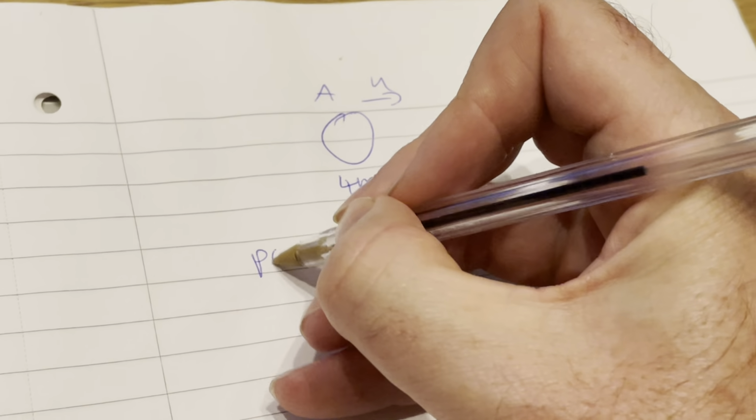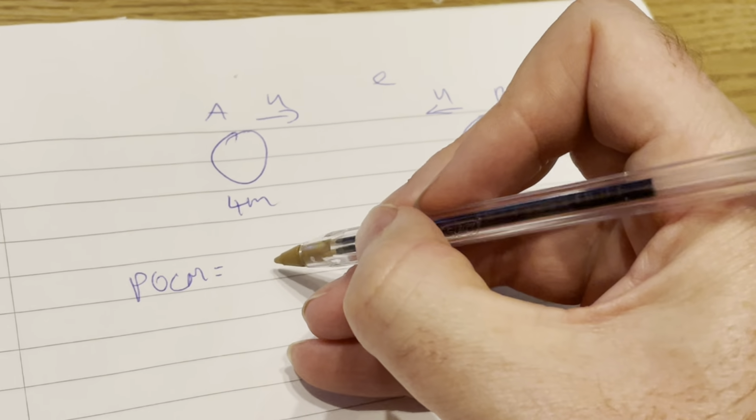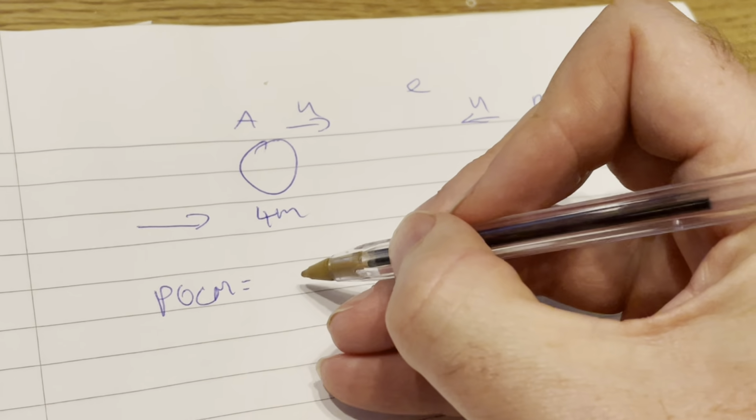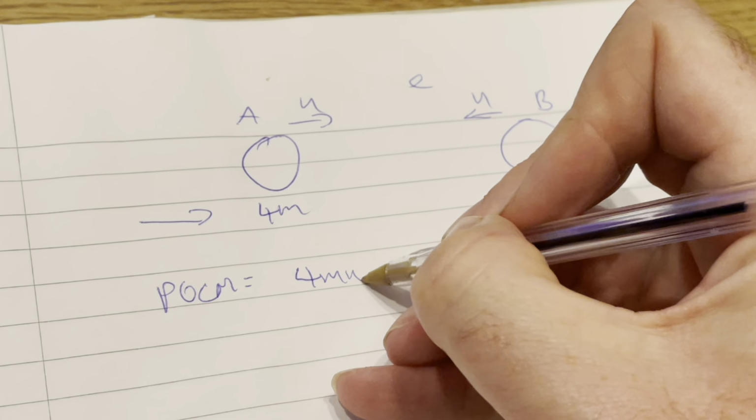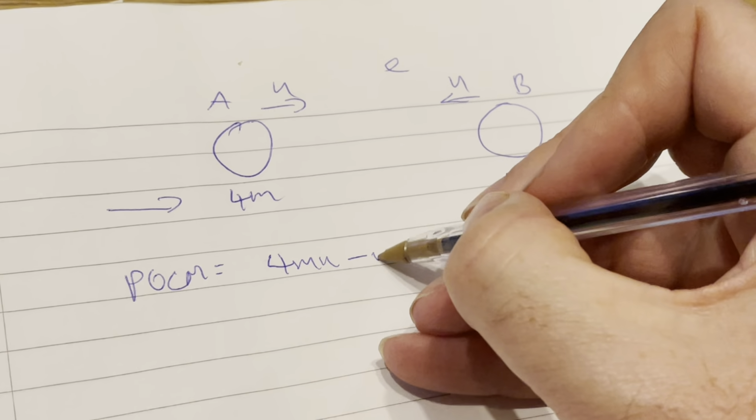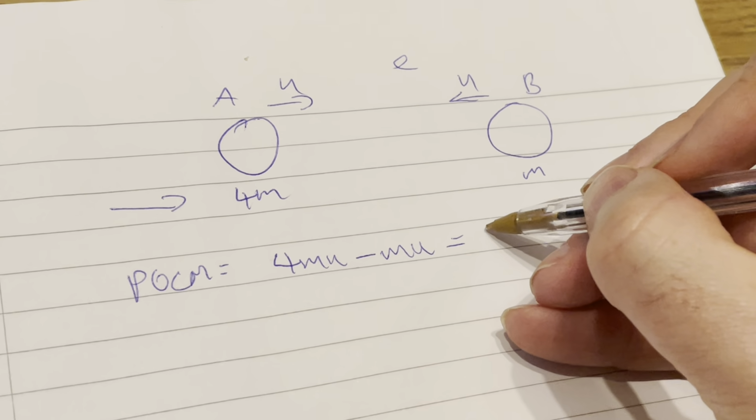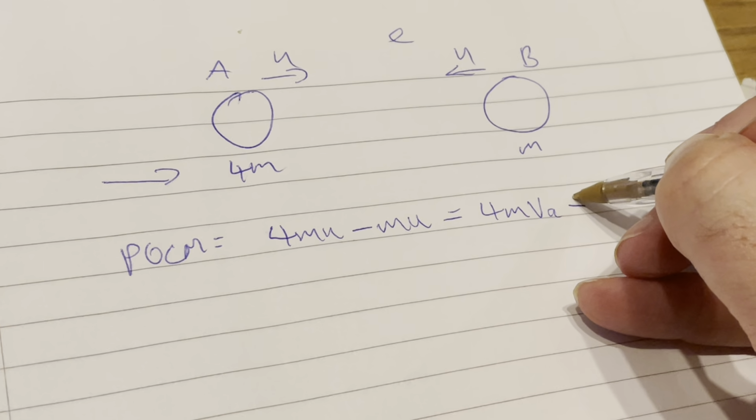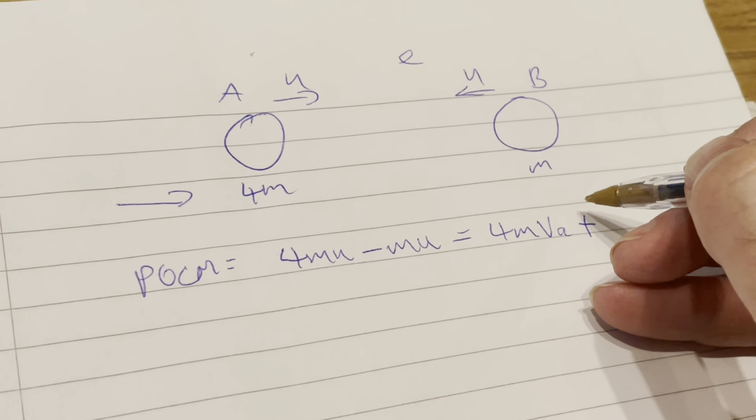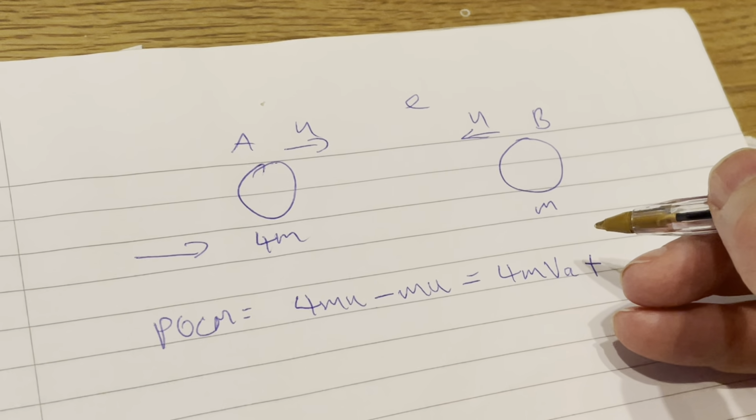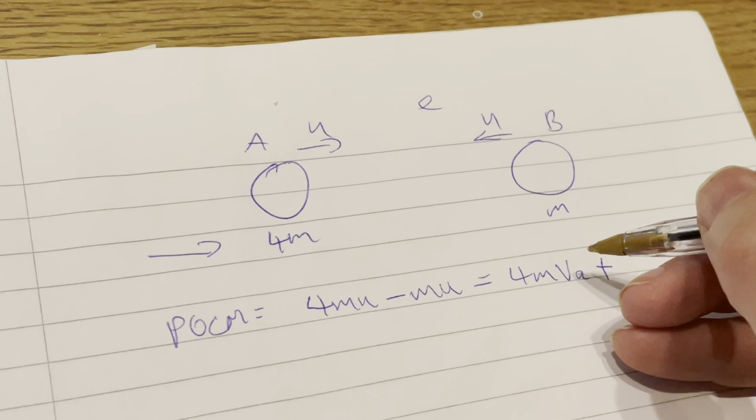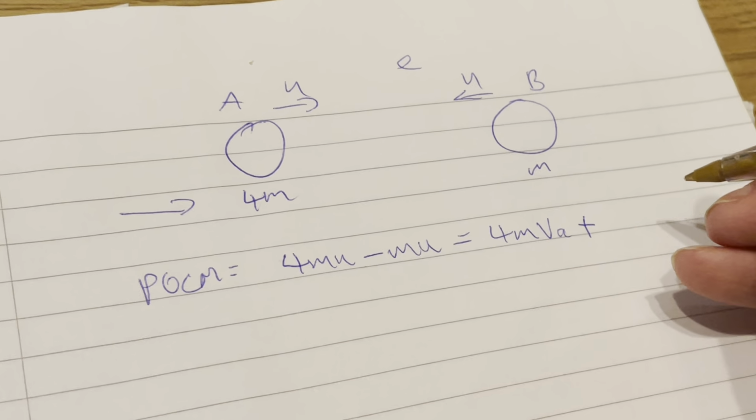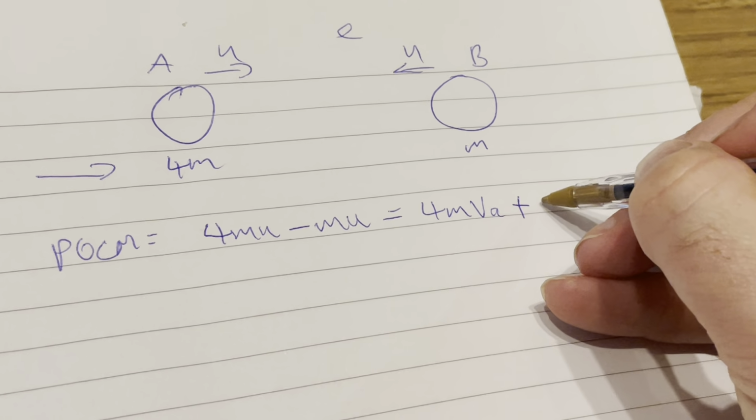So speed of each sphere after the collision. Your momentum before, we'll take that as the positive direction, is 4mu minus mu, which is equal to 4m VA plus m VB. We don't know which way it's going to go afterwards, do we? Moving in opposite directions, we don't, so we're just going to leave them and we'll find out later, it'll pop out of the maths.